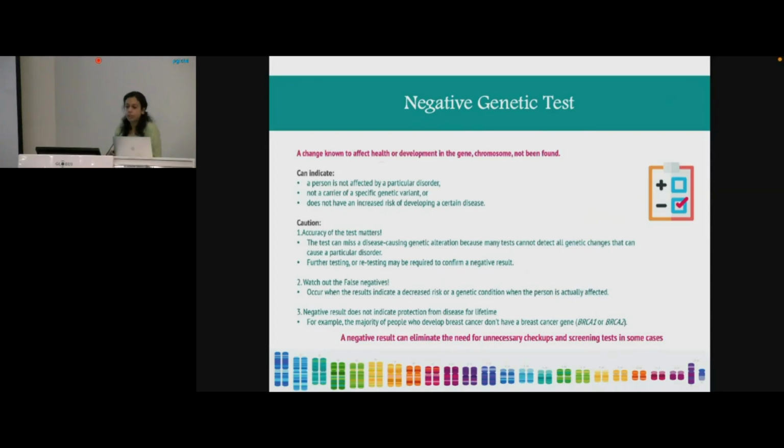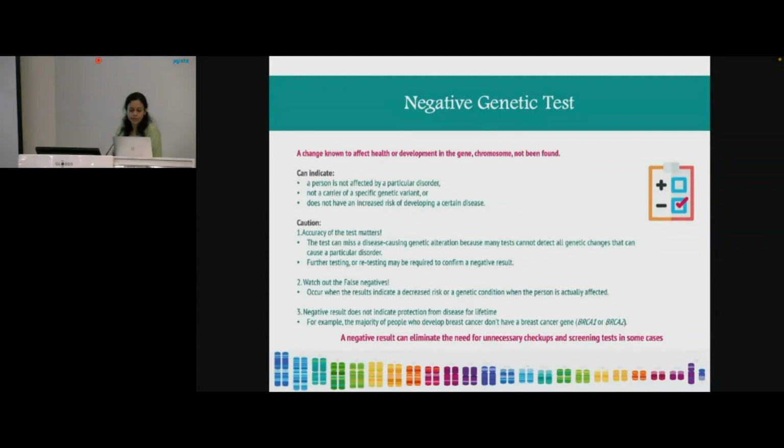We need to see the accuracy of the test. It matters a lot, because the test can miss disease-causing genetic alterations, as many tests cannot detect all kinds of genetic changes that can be causative for a disease. You need to see whether further testing or retesting is required to confirm a negative result or not. If you are very sure and the result is negative, you need to think about retesting. And watch out for the false negative.